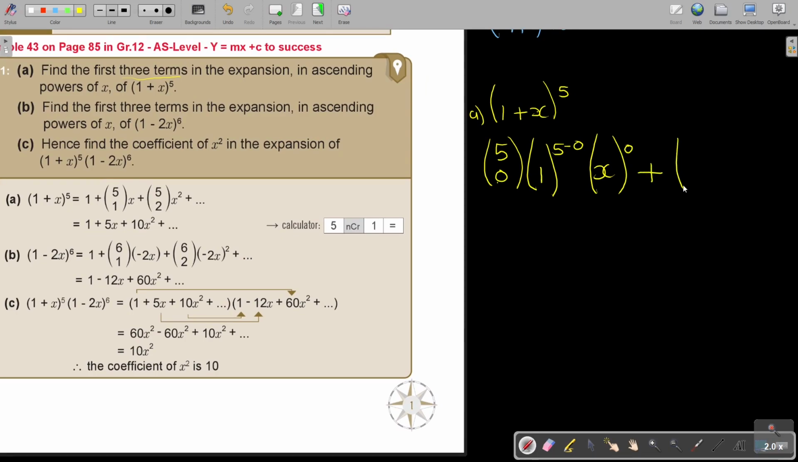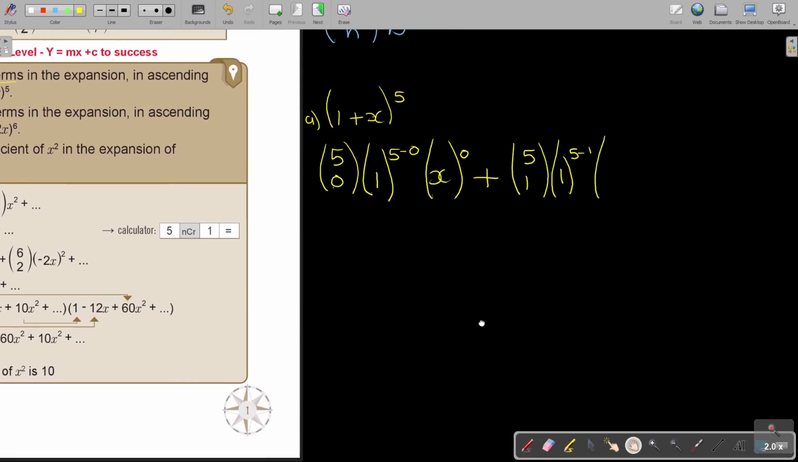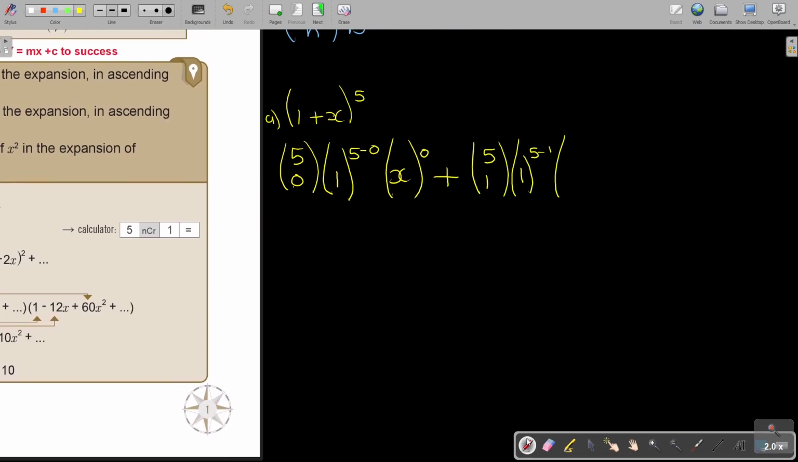The second one is going to be 5, 1, and I'm just showing you why I can use that special case. So I take my first term, and I say 5 minus 1. And I take my second term, which is x, in the bracket, and I just take it to the power of 1. And then I'm going to say 5, 2. I take my first term, and I say 5 minus 2, and I take my second term just to the power of 2.